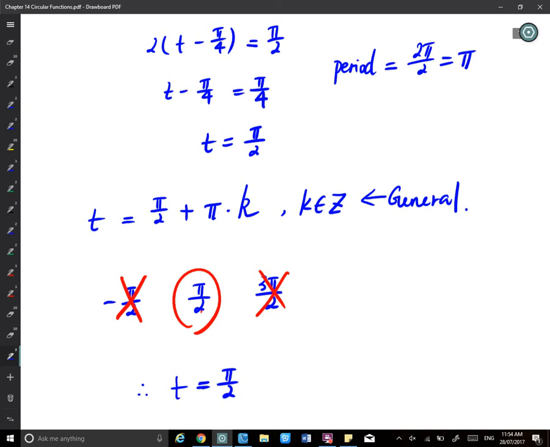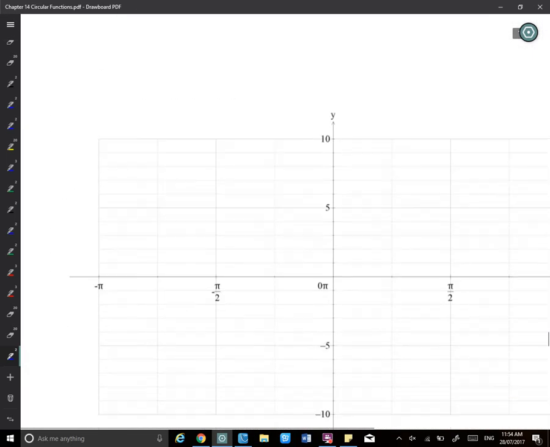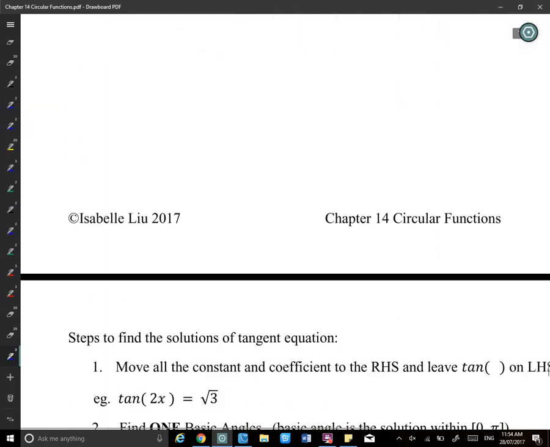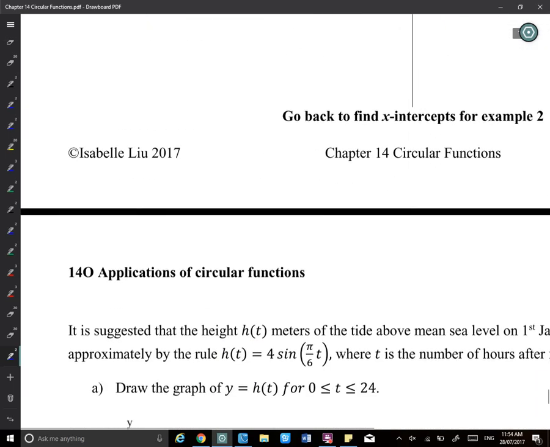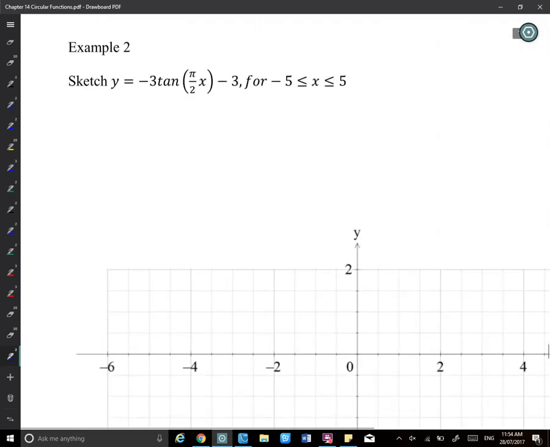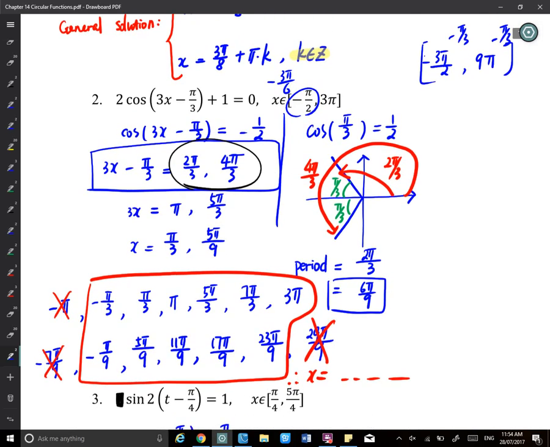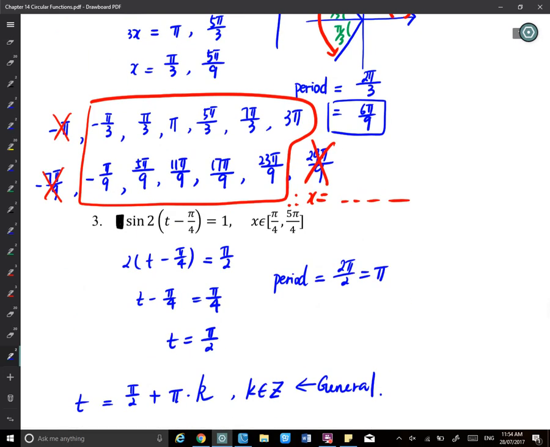All right, I'll stop here today. I'll just finish solving, and next lesson I will go to tangent graphs. One lesson for tangent graph, one lesson for solving tangent, and one lesson for circular function application. So it's about 3 more lessons next week. Oh, I don't have enough. Oh, it's fine. I can do graph and solving together maybe.